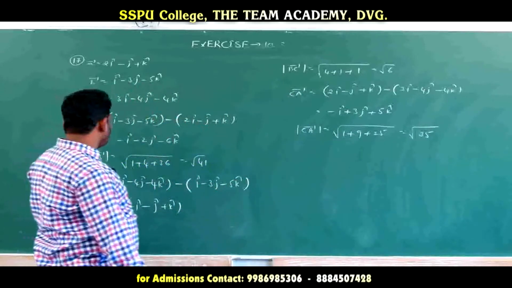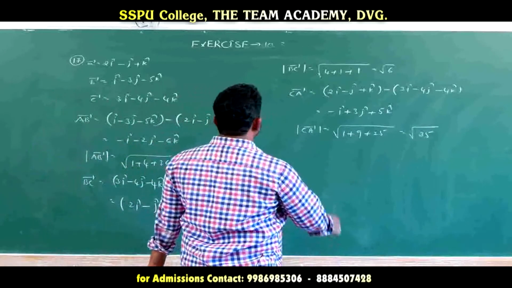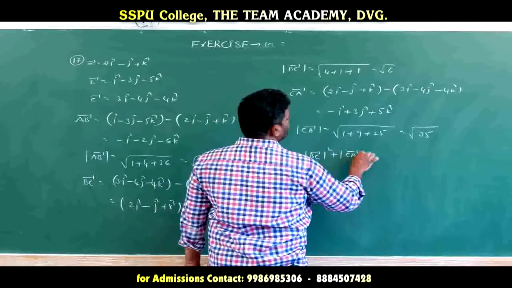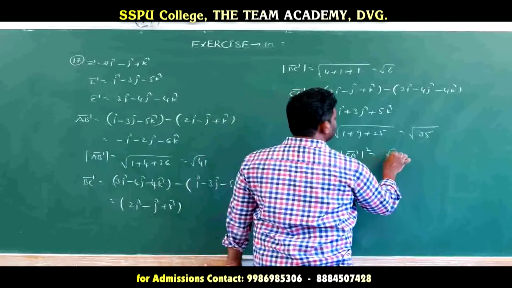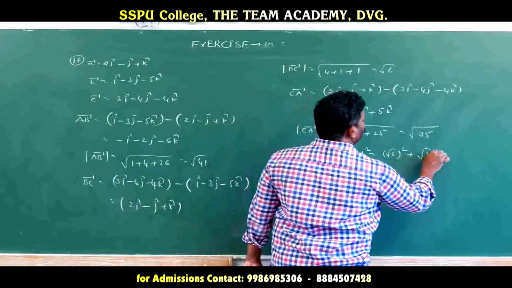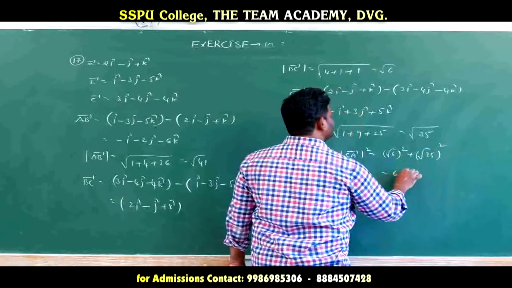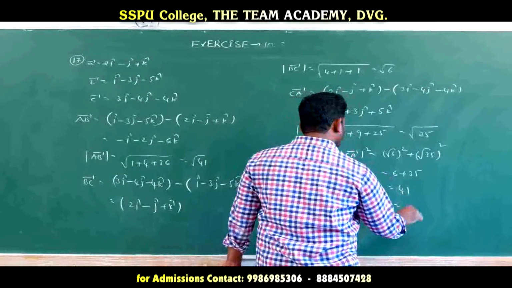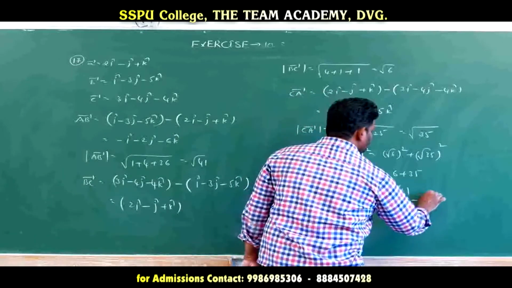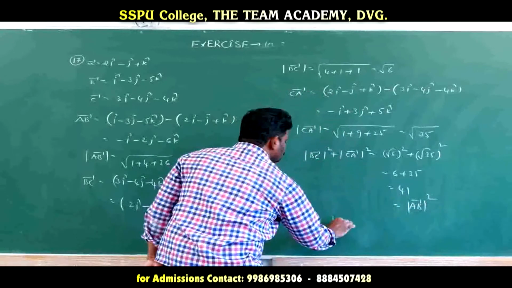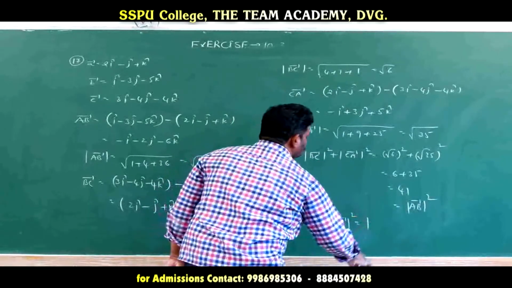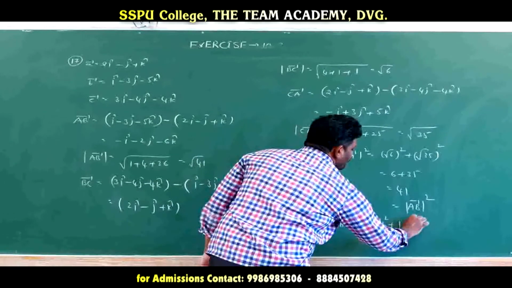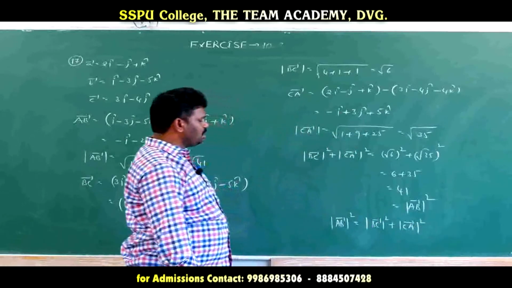Now if you find the relation, adding these two squares: magnitude of BC squared plus magnitude of CA squared is equal to root 6 squared plus root 35 squared, which is 6 plus 35, that is 41. That is equal to the magnitude of AB squared. So magnitude of AB squared is equal to magnitude of BC squared plus magnitude of CA squared.